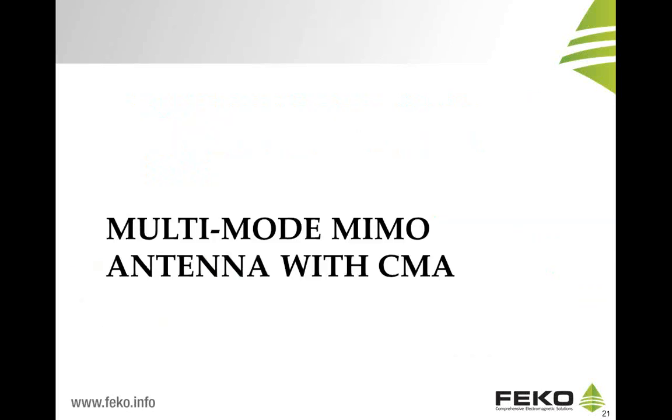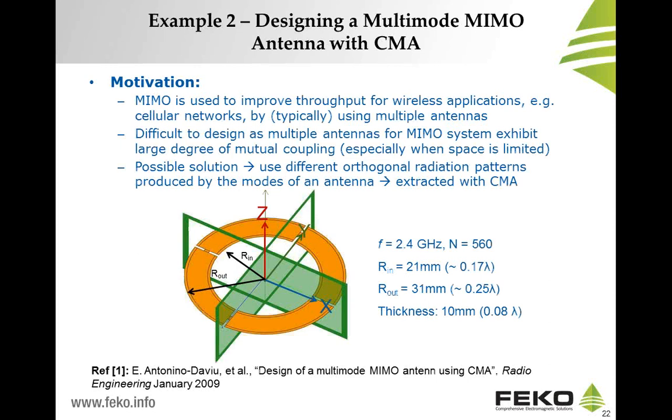Now, let us go over to looking at a few examples. The first example is the design of a multimode MIMO antenna using characteristic mode analysis. Now, before I go any further, I would like to credit this design to the reference mentioned at the bottom of the screen here, which was published in Radioengineering, also done by the Spanish research group that has also been active in the field of characteristic mode analysis. So for detailed insight into this example, please refer to that reference. But I will try to go over some of the key points of that article.